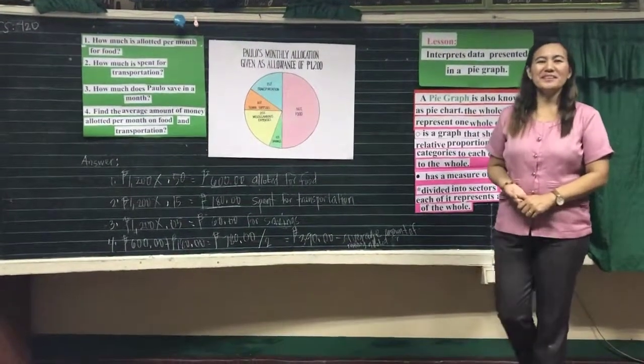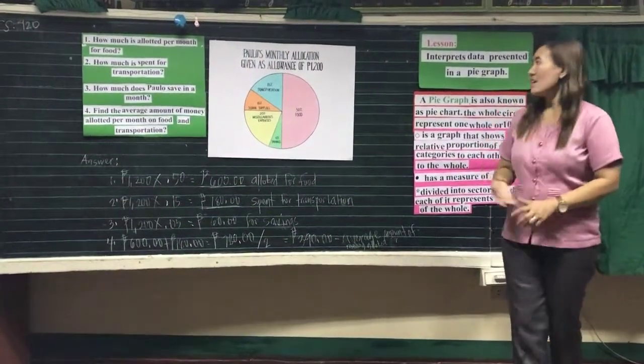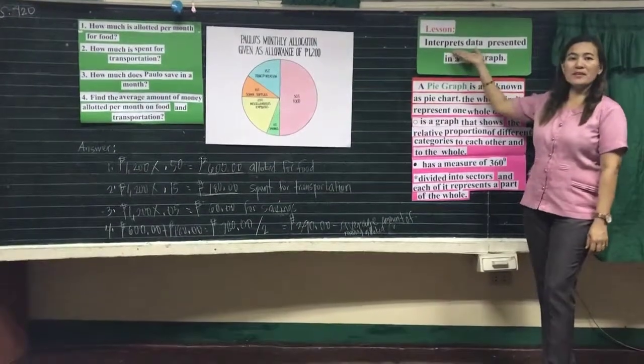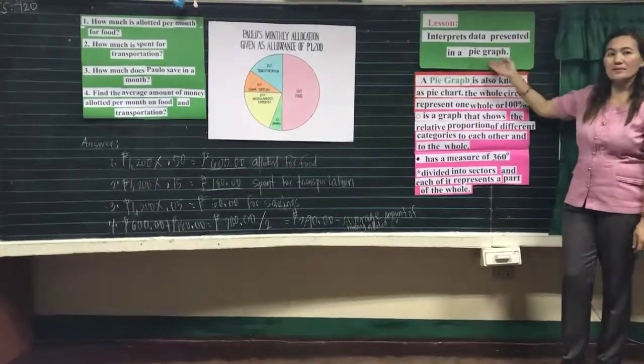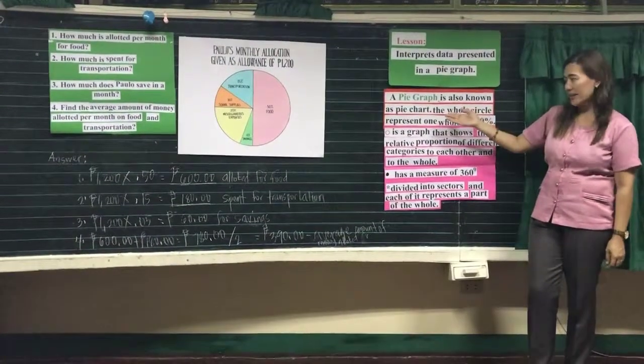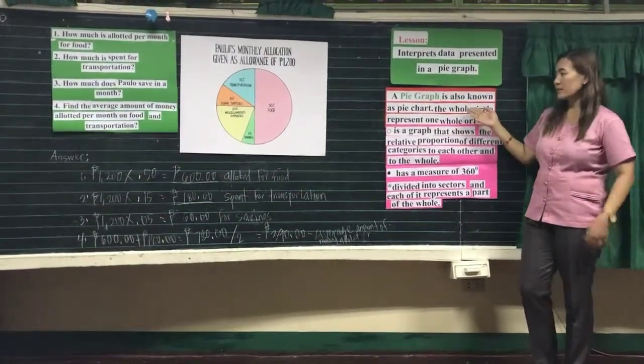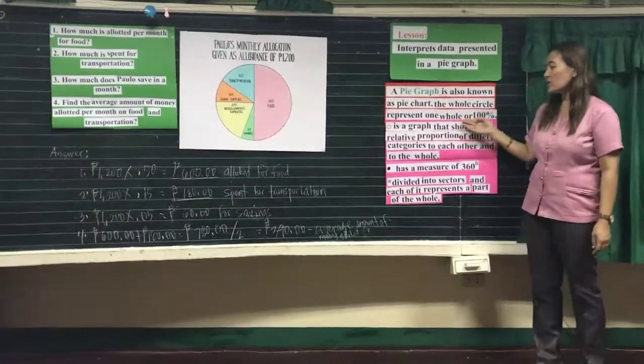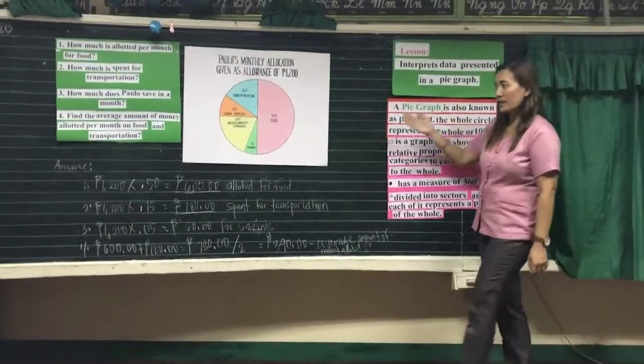Good morning, everyone. Our lesson for today is all about interpreting data presented in a pie graph. Now, a pie graph is also known as a pie chart. The whole circle represents one whole or 100%.